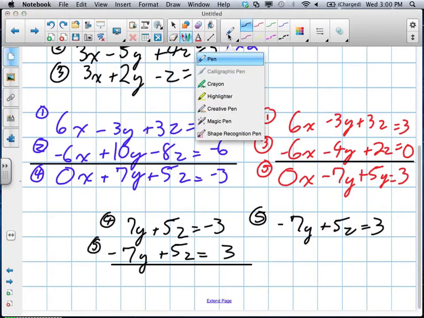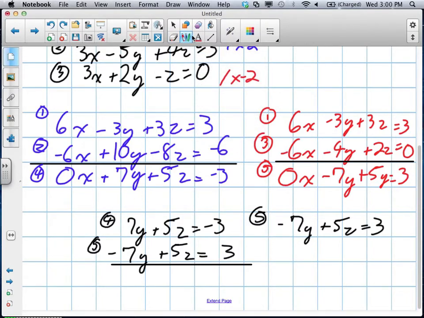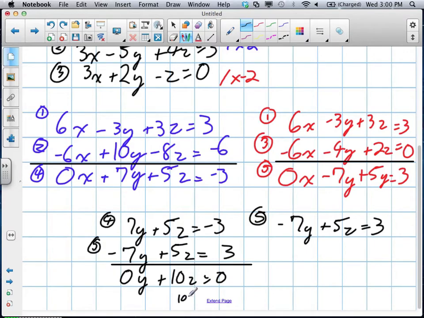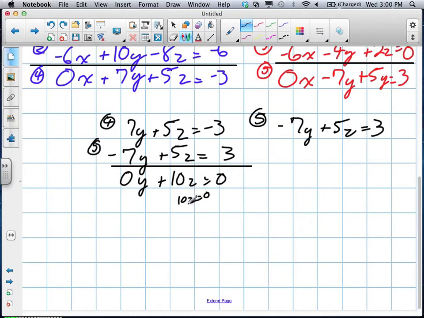Now, what you guys have to notice here, so I can add these 2 together. When I do that, I'll get 0y plus 10z is equal to 0. 10z equals 0. Is there a number for z that, multiplied by 10, will give me 0 here? It's supposed to turn out the other way. Oh, for equation 4 it's supposed to be negative 5.